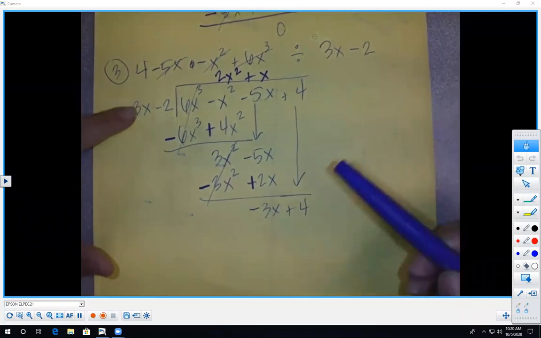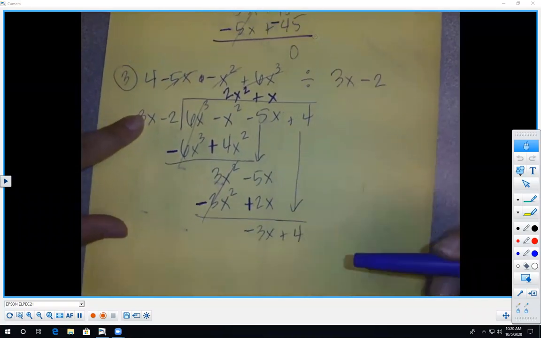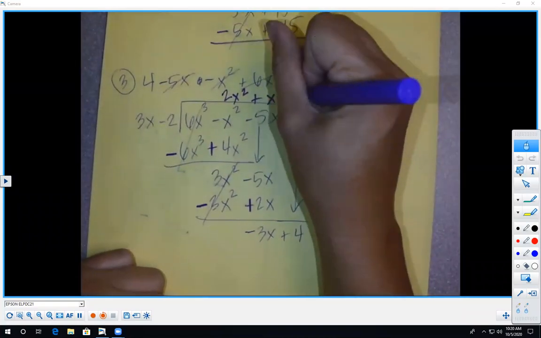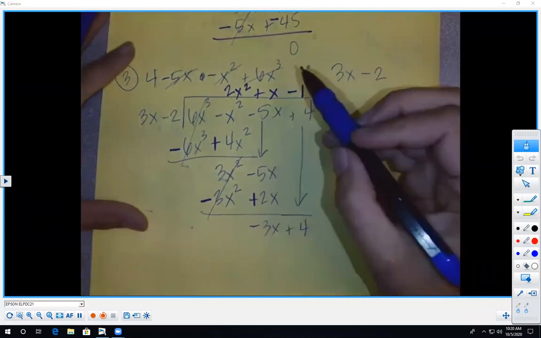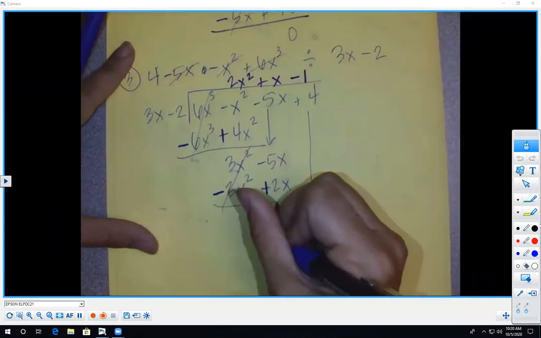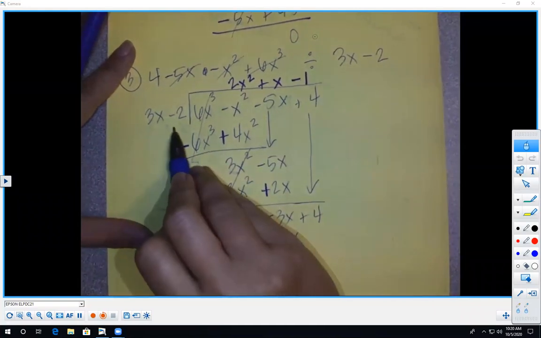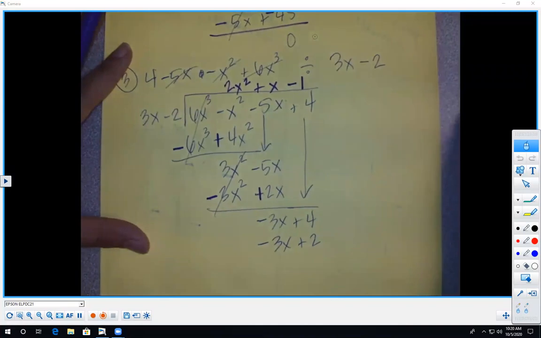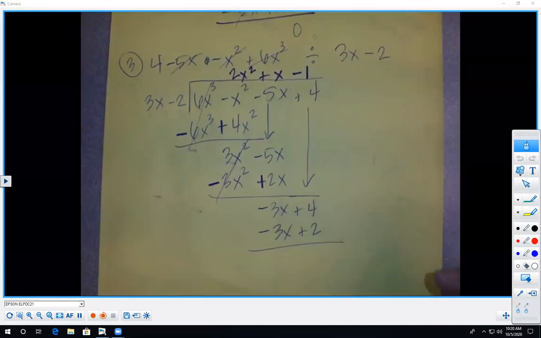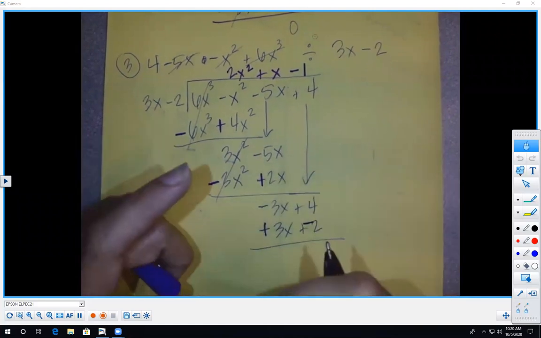How many times does 3x go into negative 3x? Or 3x times what equals negative 3x? Negative 1. So I'm going to put minus 1 at the top. Multiply. Negative 1 times 3x is negative 3x. Negative 1 times negative 2, positive 2. Change your signs. Positive 3x and negative 2.